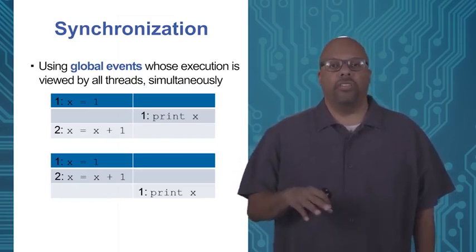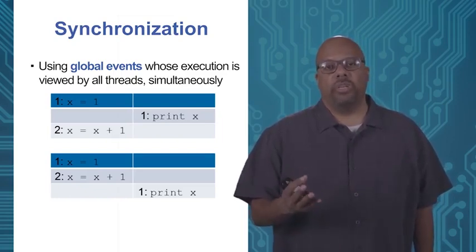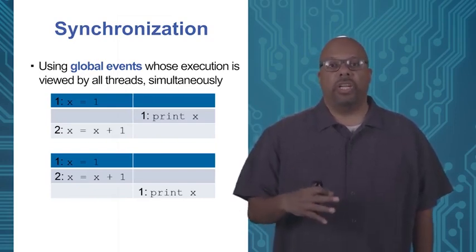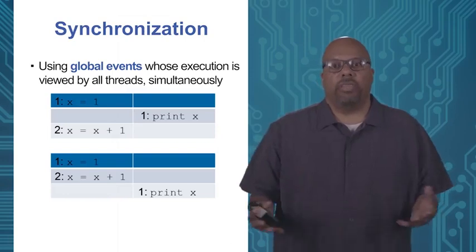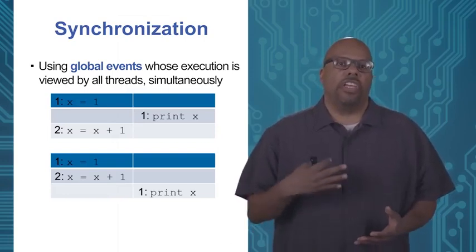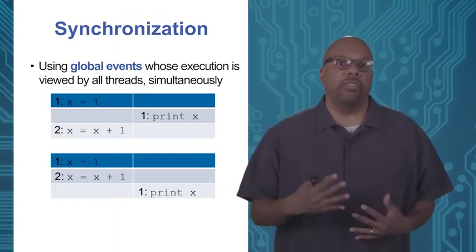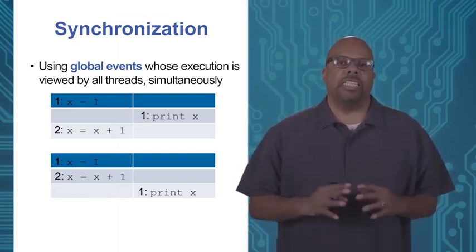Whereas if you look at the bottom, in this interleaving the print x happens after the second instruction on the left thread. So at that point, x is going to equal 2. So what I'm showing you here is basically a race condition where what's printed is going to depend on the interleaving of the instructions. Okay, and the interleaving, remember, is non-deterministic.